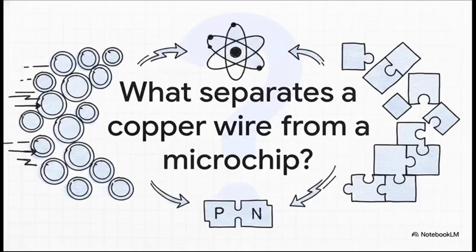So what actually separates the standard copper wire in your wall from the incredibly complex microchip inside your smartphone? The answer all comes down to the atomic structure of these materials. Why does copper let electricity just flow freely, while a piece of silicon kind of needs some convincing? Today, we are going to figure that out by starting with the fundamental rules of the universe that govern solid materials, and we'll build all the way up to the ultimate electronic team-up, the p-n junction.